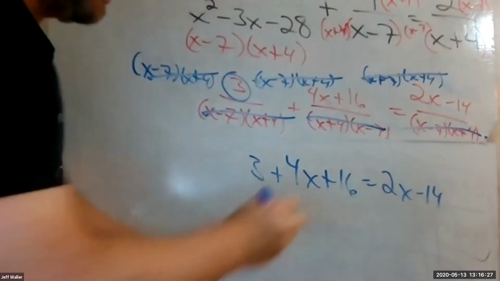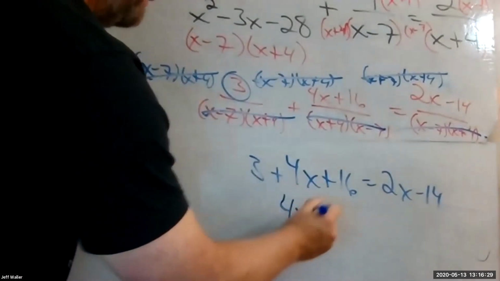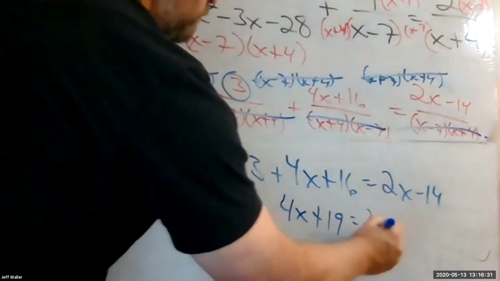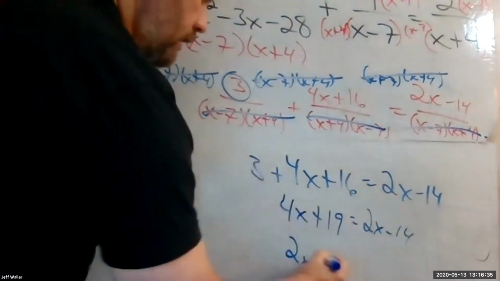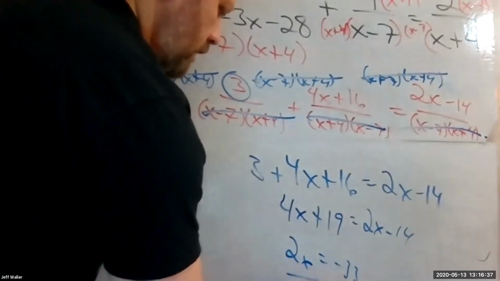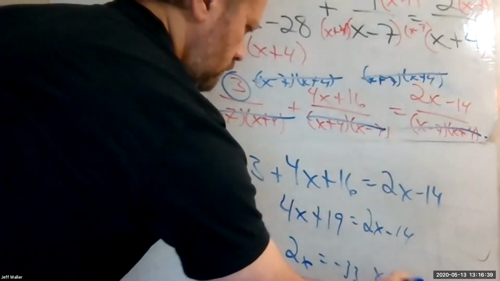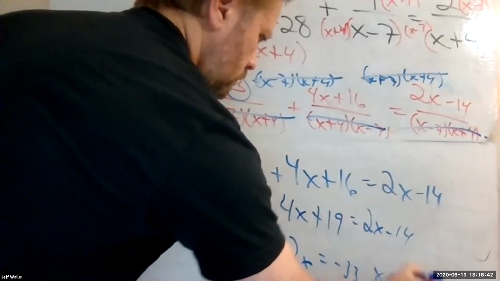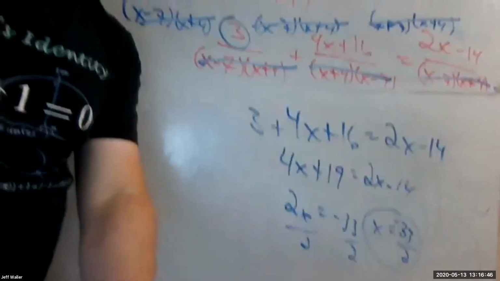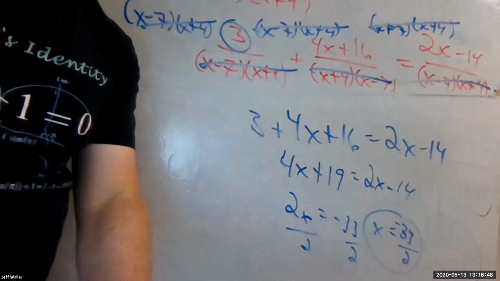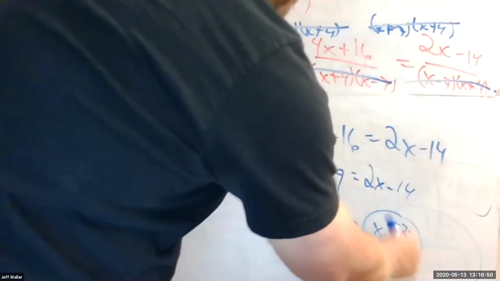All right, so just to cut to the chase, I get 4x plus 19 plus 2x minus 14. Subtract 2x, subtract 19, divide by 2. You can do it, Jeff. I get that weird thing: negative 33 over 2.